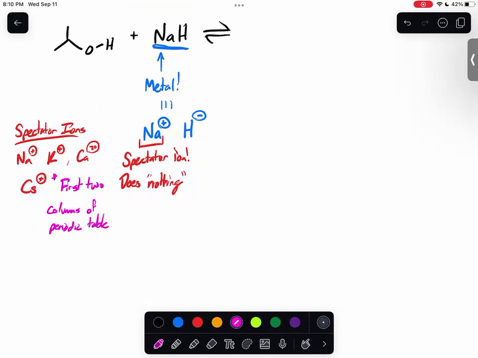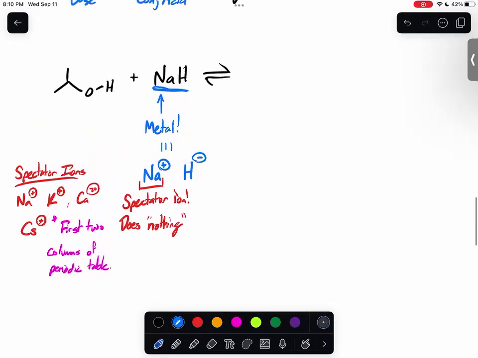So you'll want to keep an eye out for these because they're going to be the things that tell you when something is a base, right? So looking at this, we now have a good definition, right? We know that this hydrogen with a negative charge, this is going to be our base.